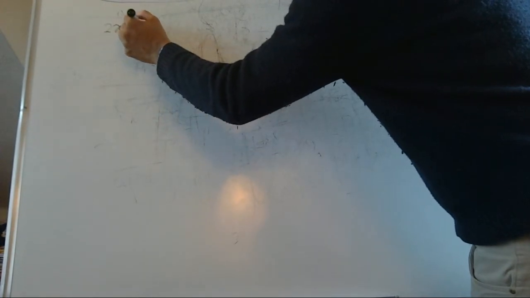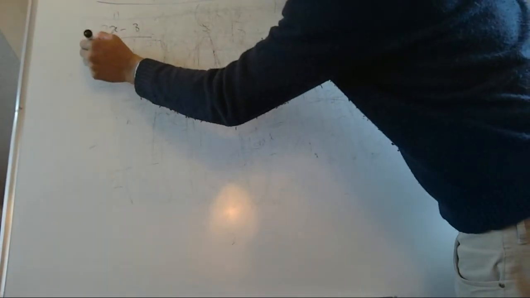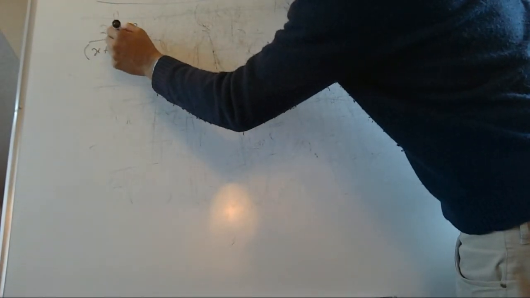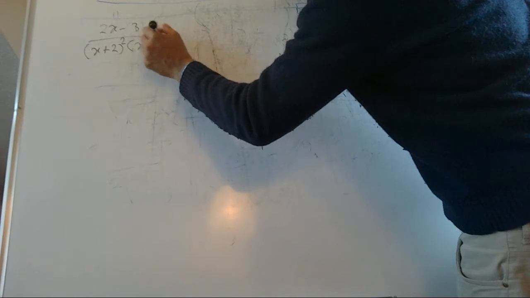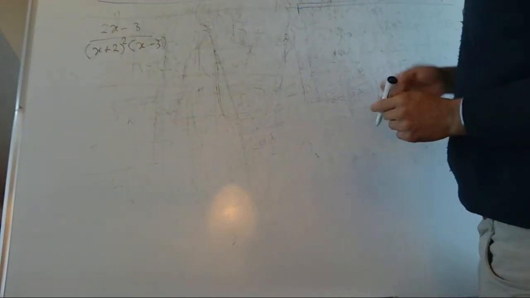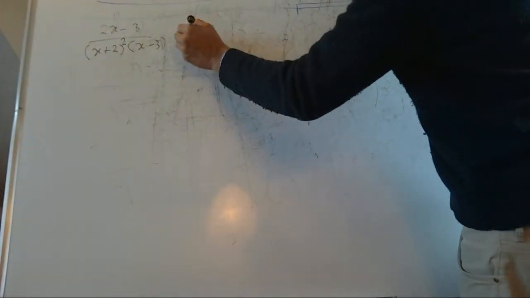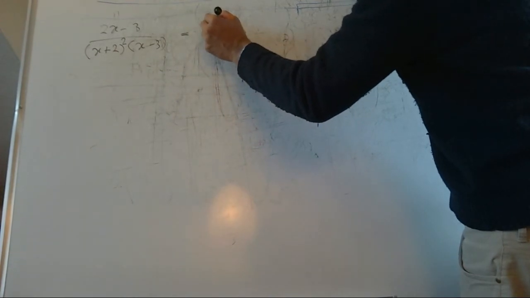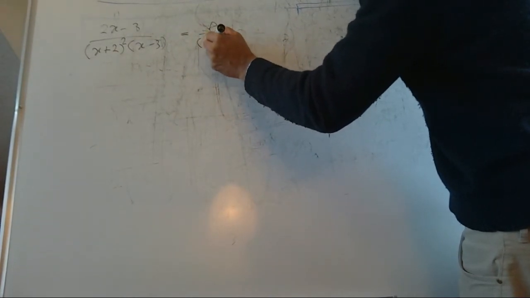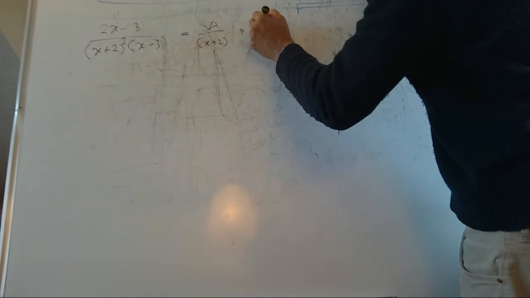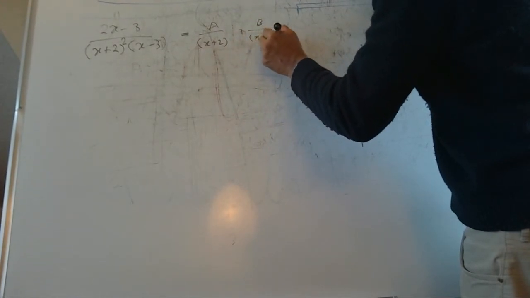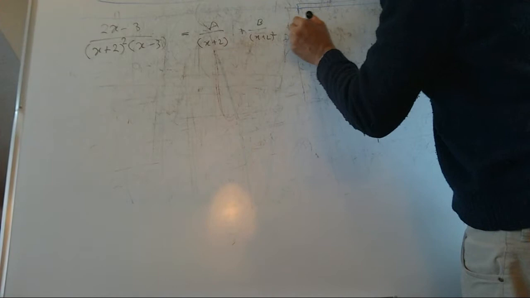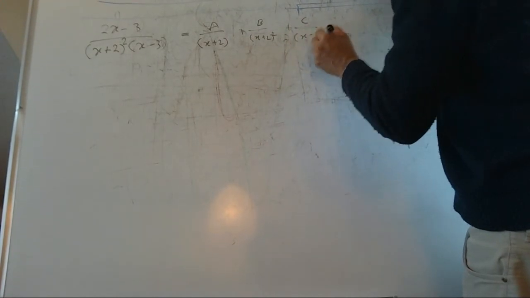Let's say we have (2x - 3) over (x + 2)²(x - 3). Now that's an interesting question. So the 3 possible fractions here are A over (x + 2) plus B over (x + 2)² plus C over (x - 3).